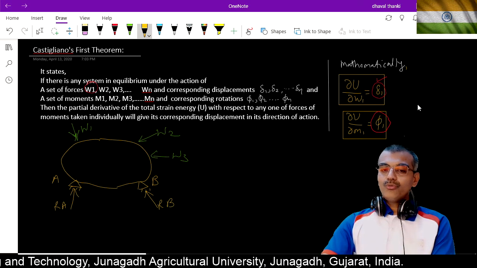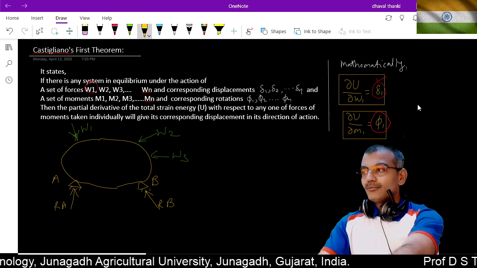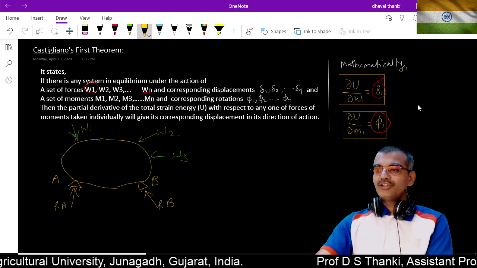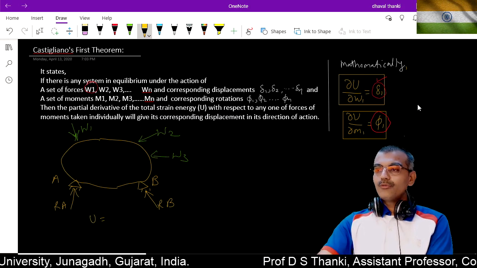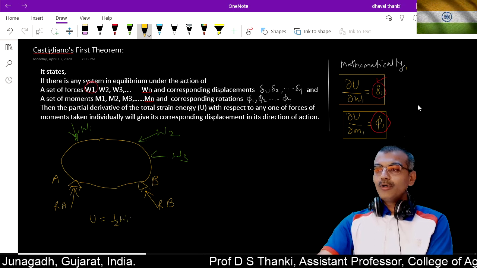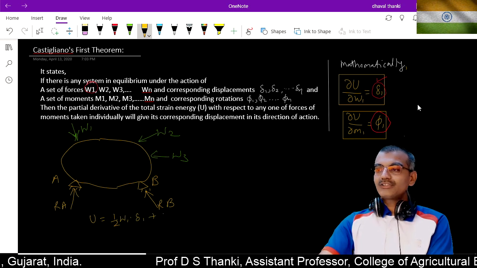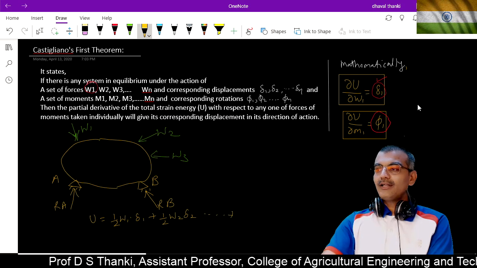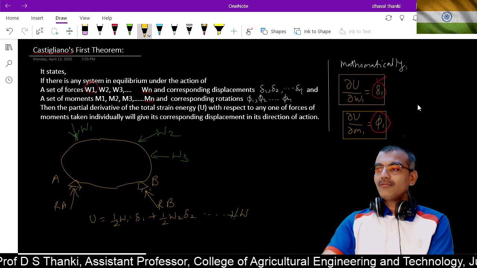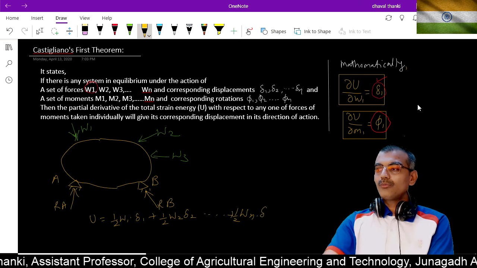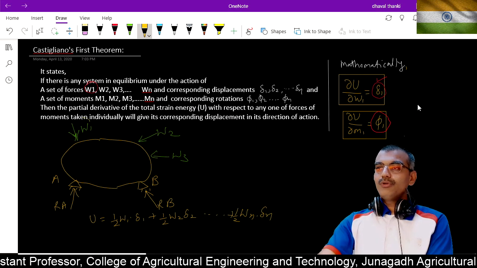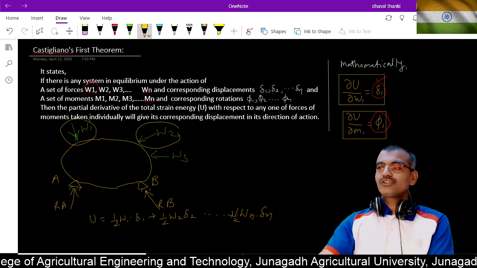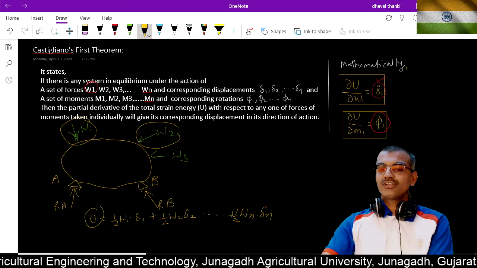So if you want to find the total strain energy, then your U will be 1/2 W1 into delta 1 plus 1/2 W2 into delta 2, and so on up to 1/2 Wn into delta n. So you take the individual energy stored due to each force and sum them; that will be the total strain energy.